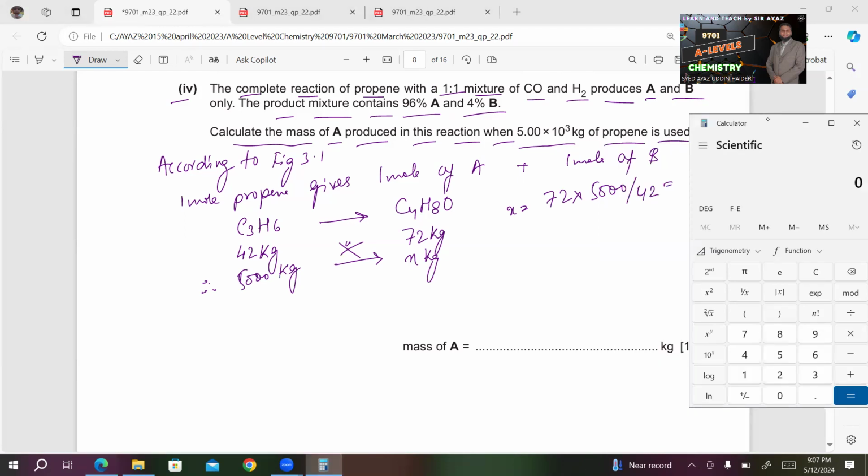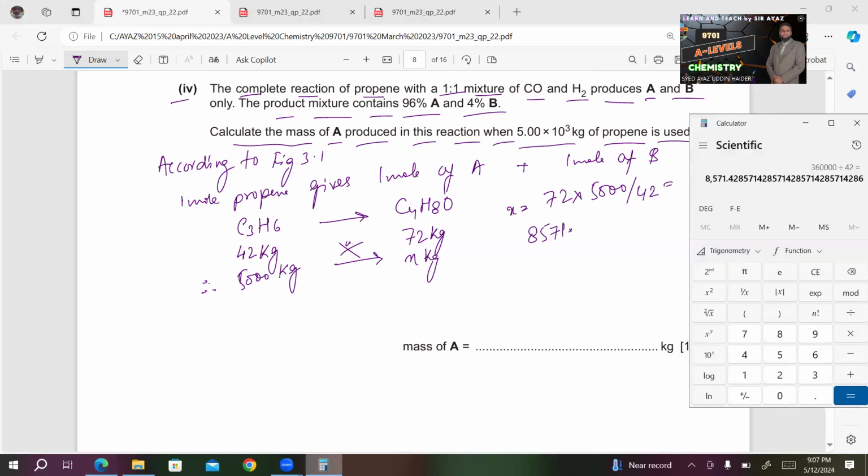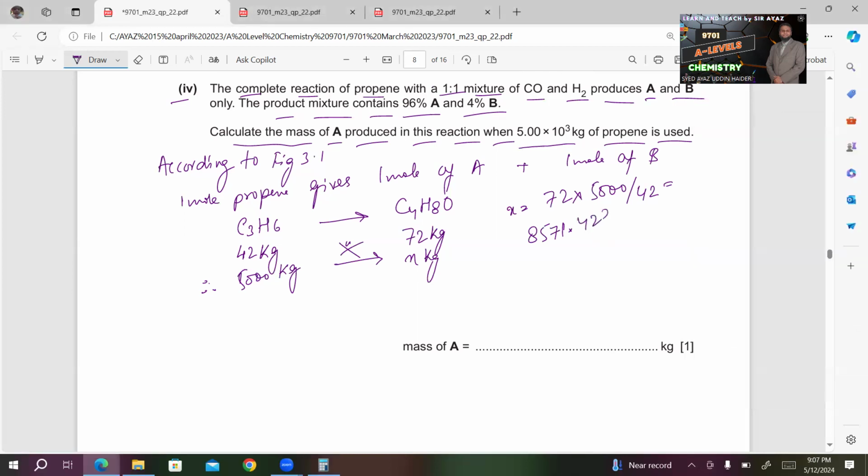72 multiplied by 5,000 divided by 42 is 8,571.428.